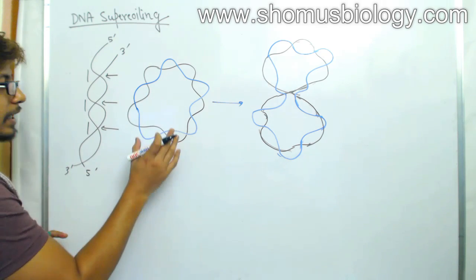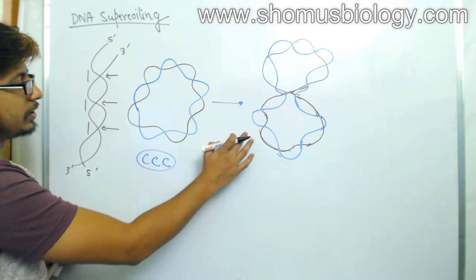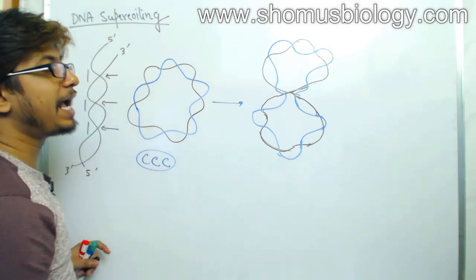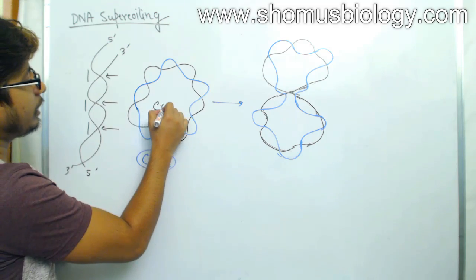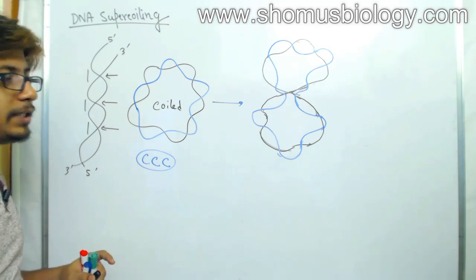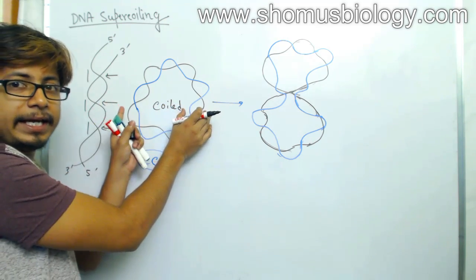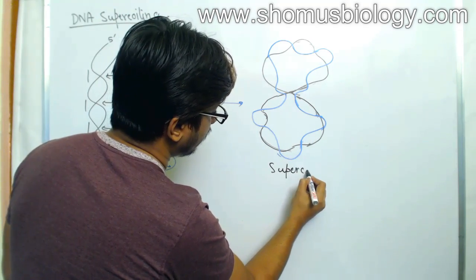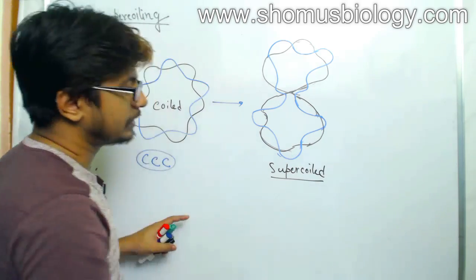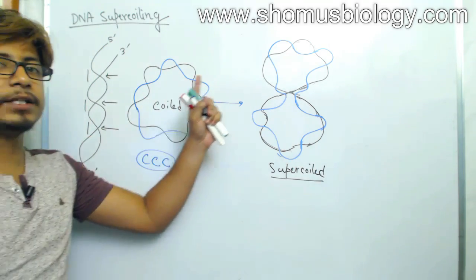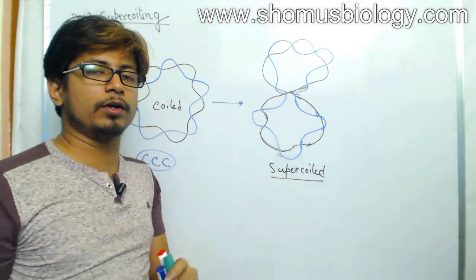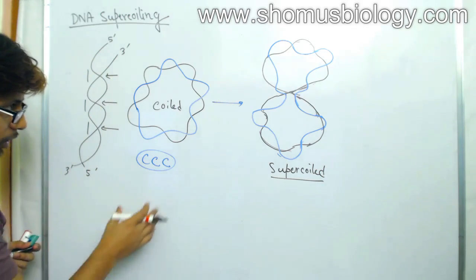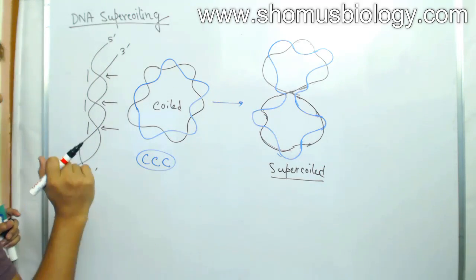This is a relaxed form of the DNA, although it's a covalently closed circular DNA. And this is not relaxed, because this is coiled. But now if you imagine the strands of the DNA are coiled on themselves, that is supercoiled. That's the difference between coiled and supercoiled. That's why I drew this picture in front of you. It's not exactly the same as the real structures.